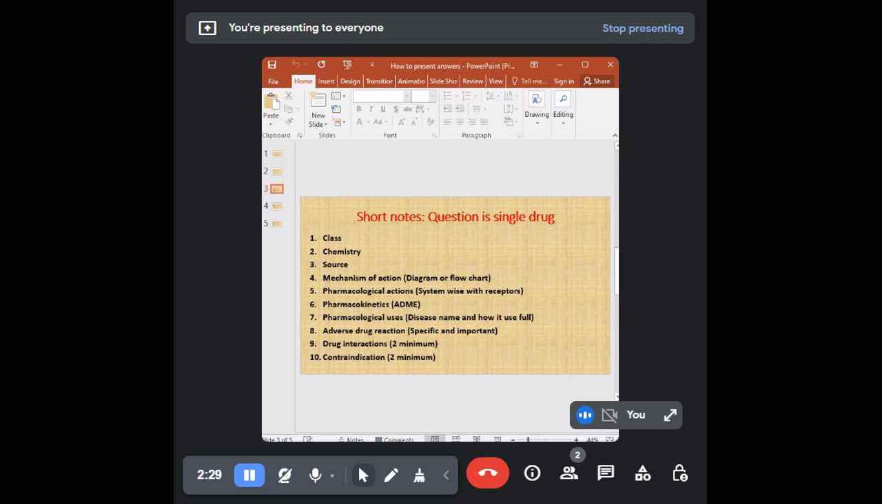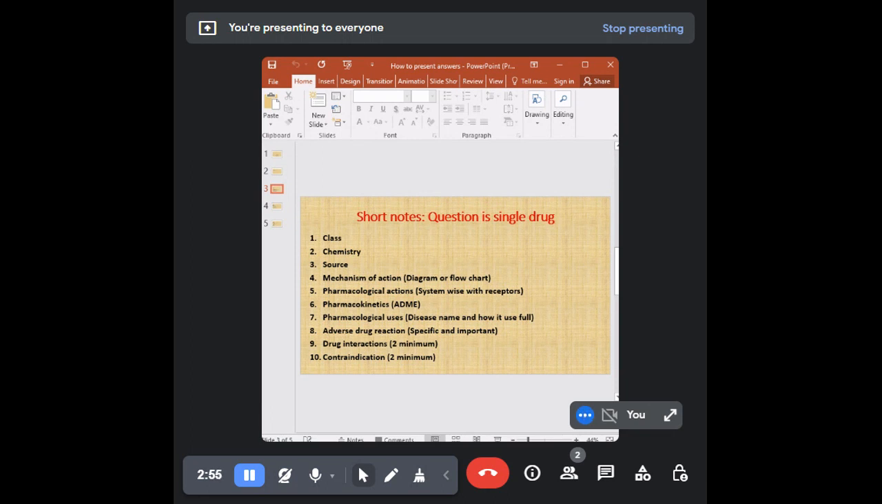For example, if they ask a question on a single drug, I give the example of atropine. The short note question is atropine. How are you going to write? Here you have 10 headings. Please remember these 10 headings, and whatever drug they ask as a short note, you should write under these headings, because if you remember them, you can easily write it.